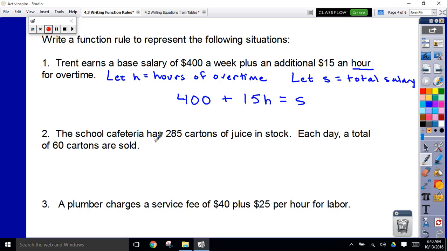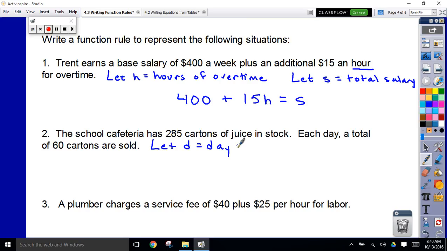Dan? 285 minus 60. Okay, so we might do 285 minus 60, but x. 60x. Okay, what would x represent? The days. Can I switch that to D? Yes. Oh, we can keep track. So let's let D equal days. So that's good for one of the variables.